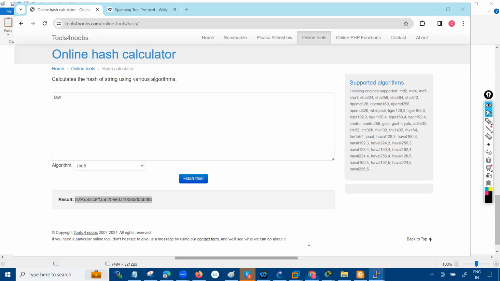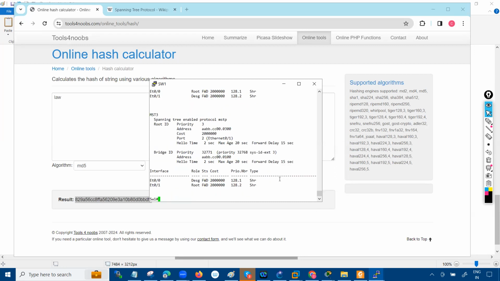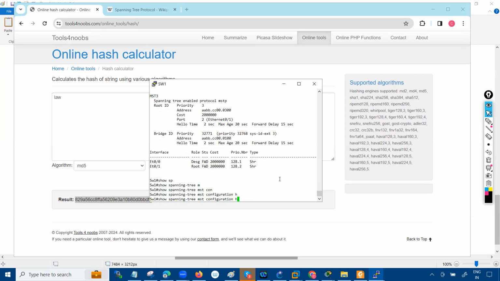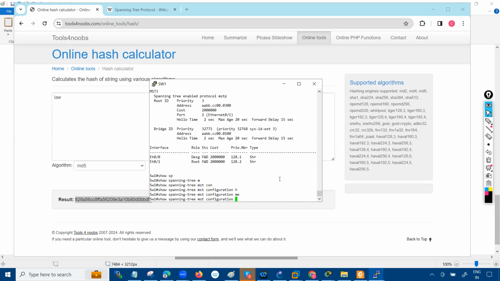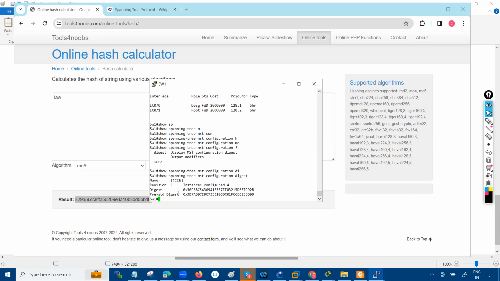Even on the switch side, I'll show you the hash value. One minute. Spanning-tree MST configuration, and the hash, the master digest or the digest. So you can see that we have a hash.